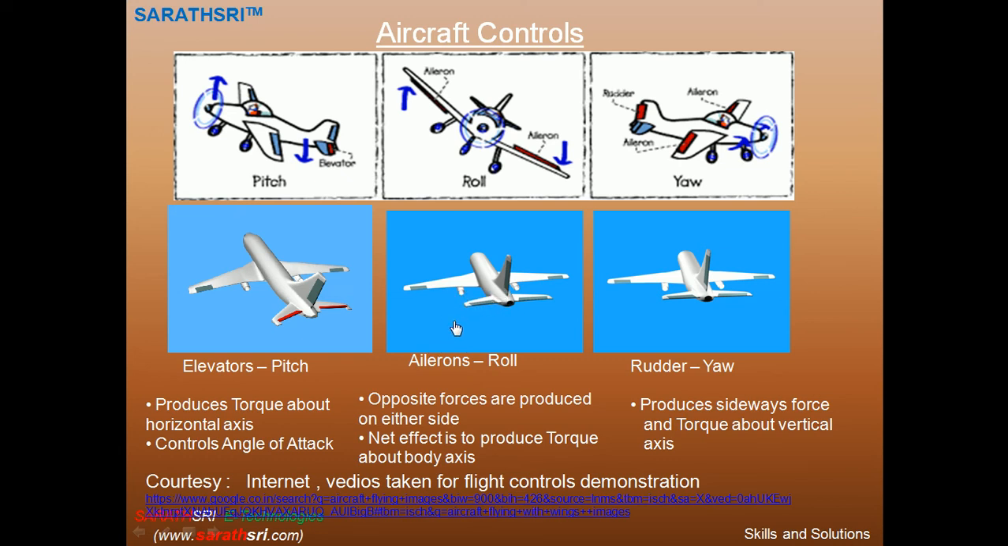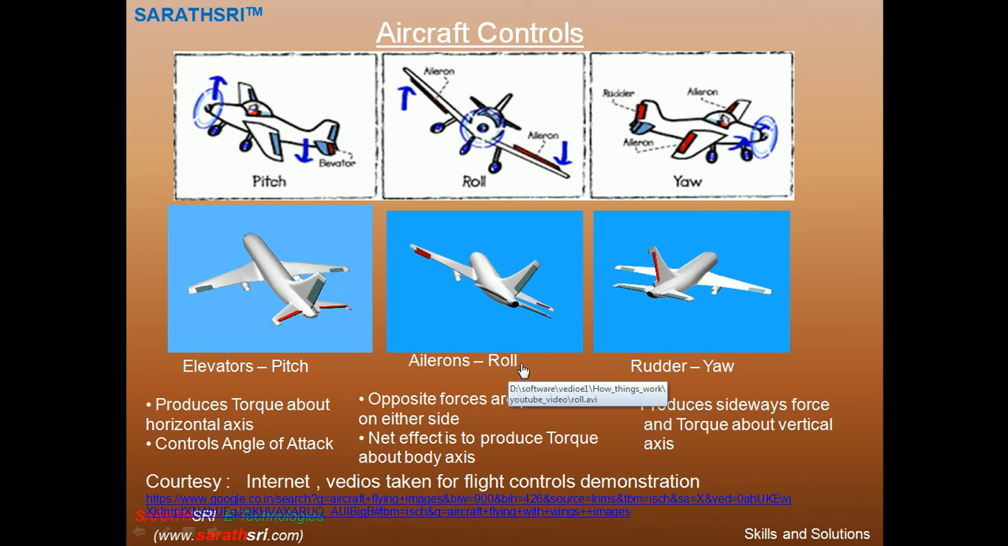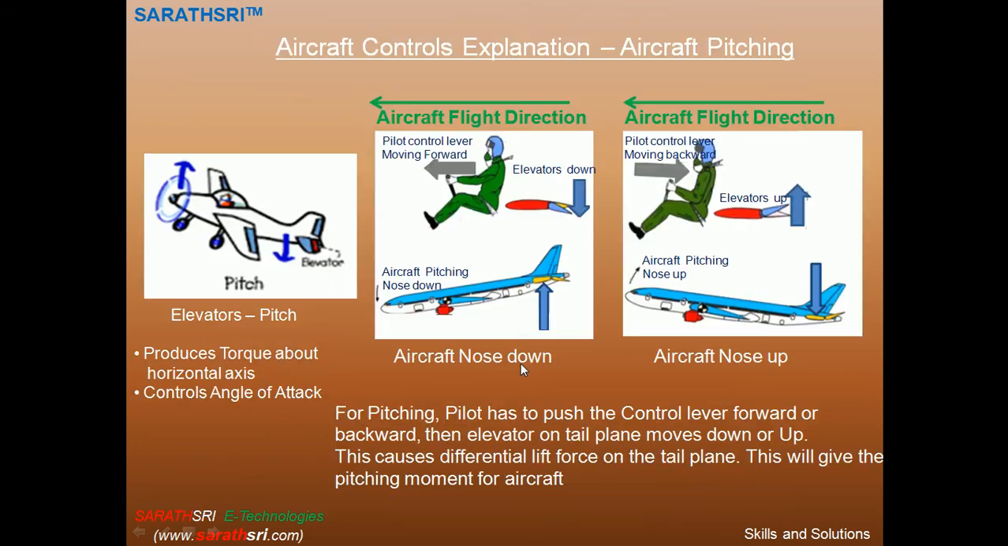In case of ailerons, it is like a roll. It will move this side or this side depending upon the differential lift. In case of the rudder, by operating the rudder and turning it to the right side, the aircraft will turn right. So these are some of the controls. They will be explained in detail in the coming slides.